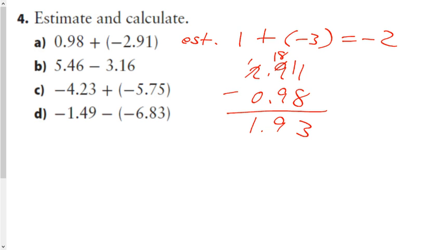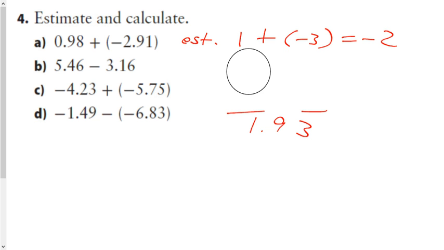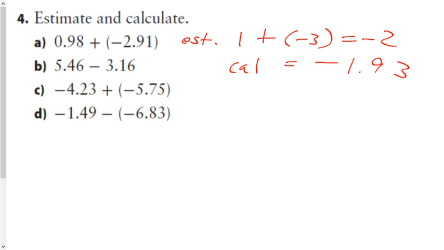Now, will that be a positive or a negative? The answer is it'll be negative for two reasons. Because I know I have more negatives, but the second reason is my estimation was negative 2. So since my estimation was negative 2, my calculation is negative 1.93.